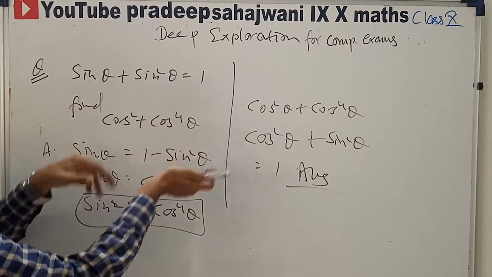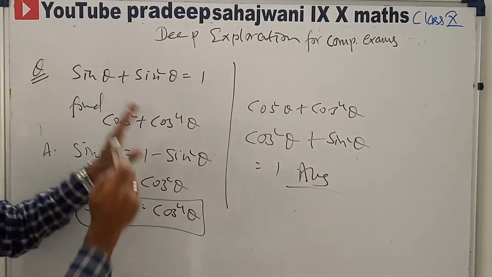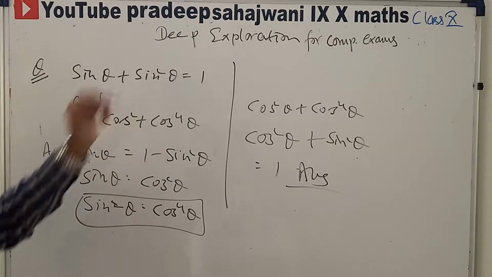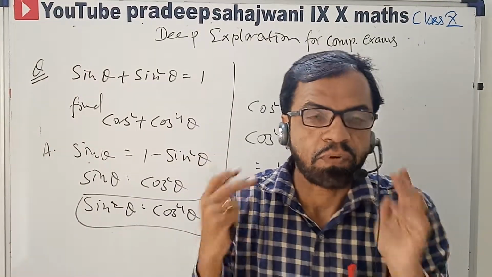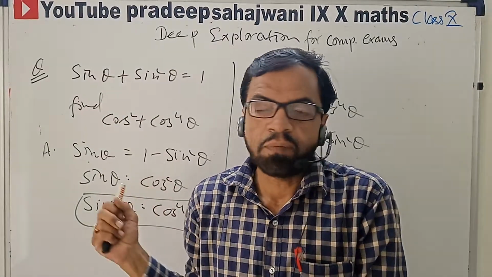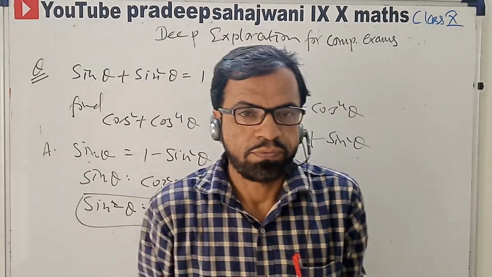Similarly in the reverse way, if cos plus cos square is given as 1, then sin square plus sin 4 will be 1. So this sort of concept you should learn and do the exploration. This may become your competitive examination question in future also. Thank you, student.